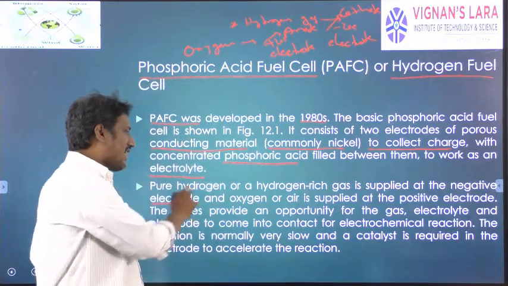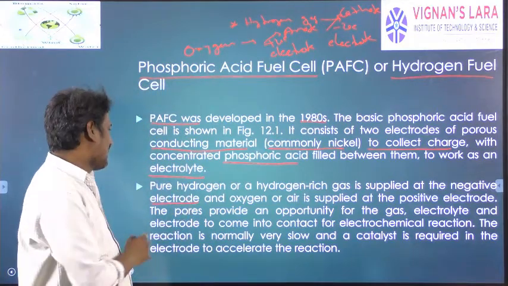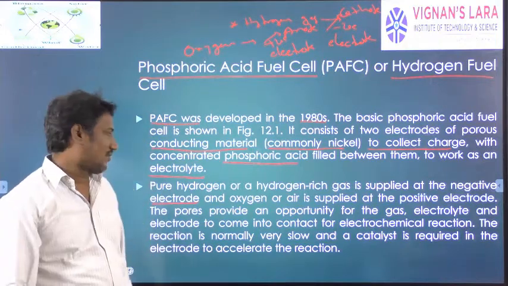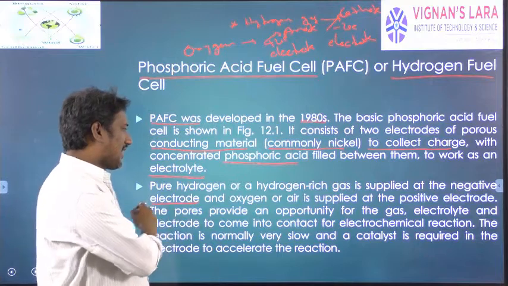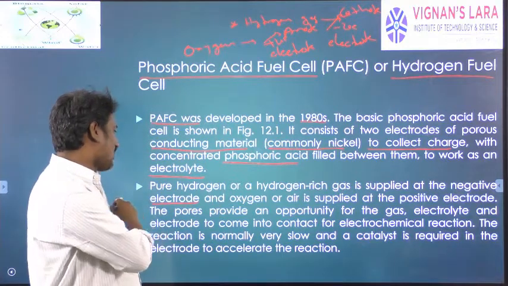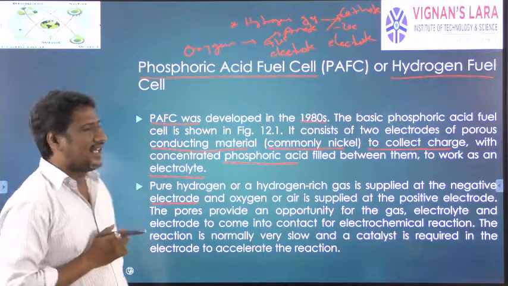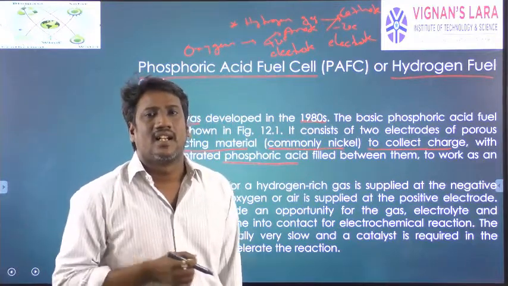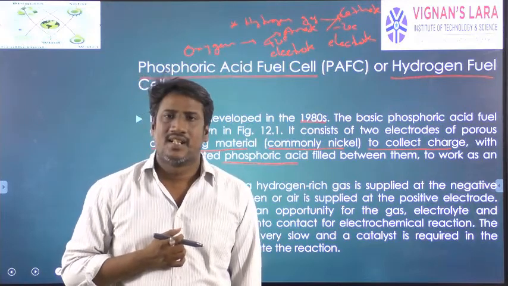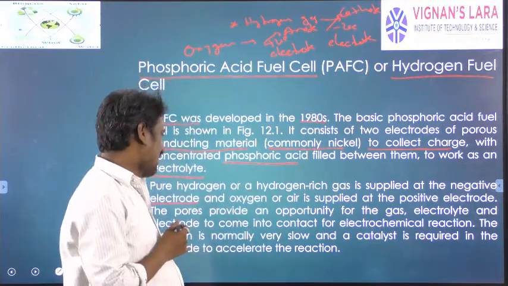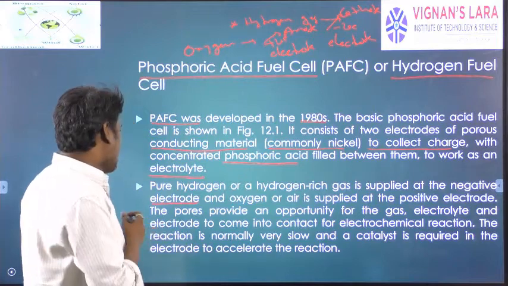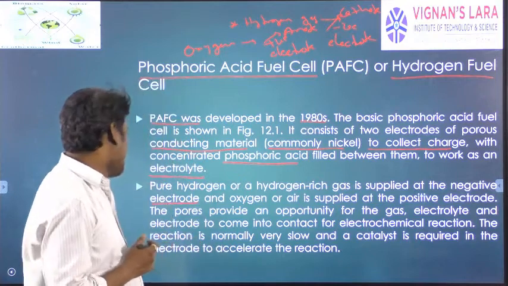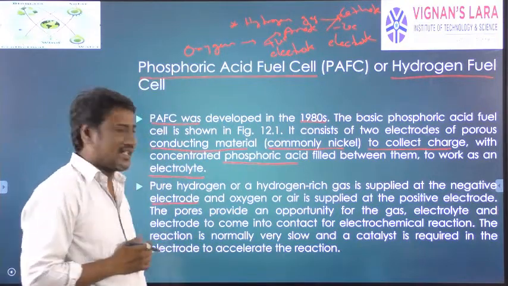Next, hydrogen-rich gas is supplied to the negative electrode and oxygen to the positive electrode, so that the electrolyte and electrodes come in contact for the electrochemical reaction. The electrolyte, phosphoric acid, will initiate the chemical reaction. The reaction is normally very slow, and a catalyst is required in the electrode to accelerate it.